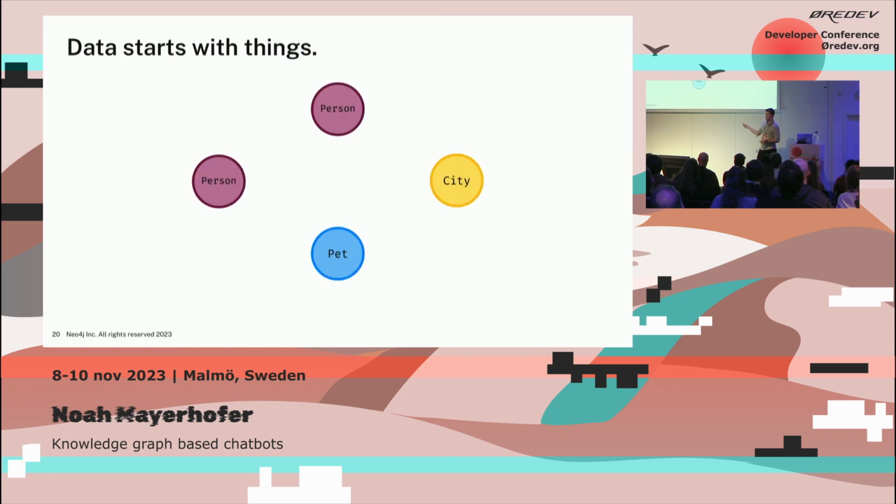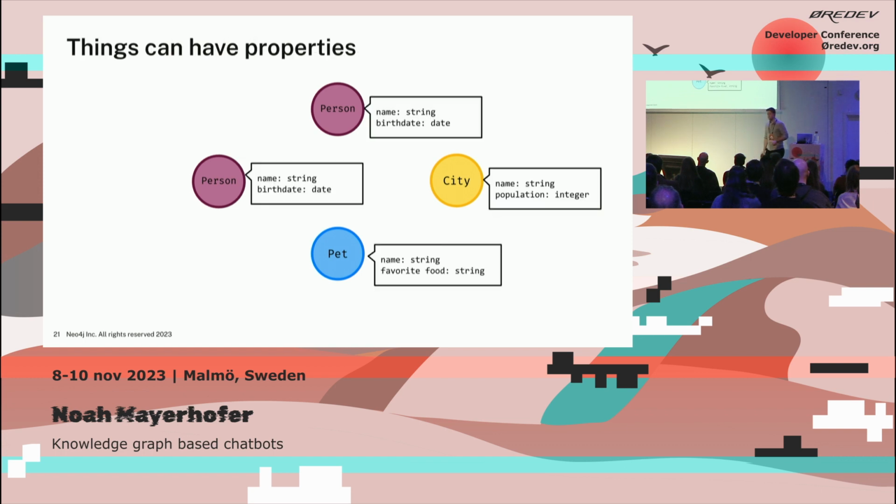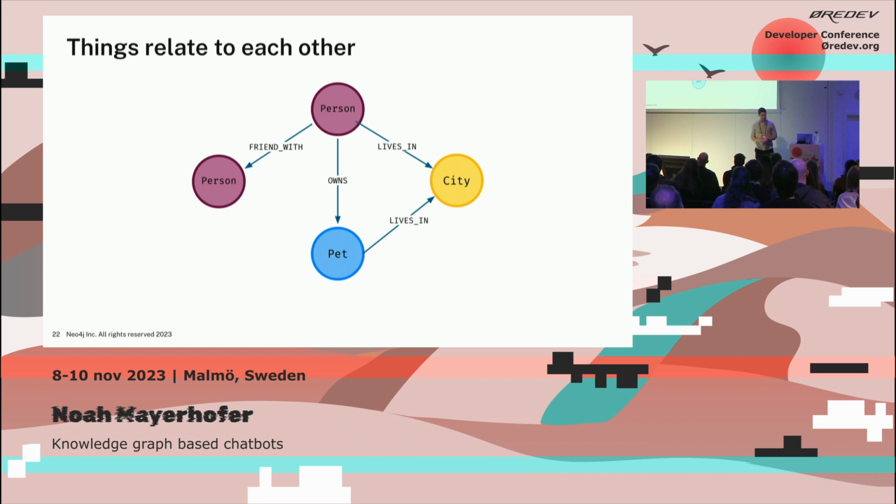I'm just going to show you a quick little introduction to a knowledge graph. Data starts with things, and in a knowledge graph, we have nodes representing things. So here we have two people, a city, and a pet node. These nodes can have properties, so the people have names and birth dates. The city also has a name, the pet also has a name, but they have some other extra information as well. And then the things can relate to each other. So the people can be friends with each other, they can own a pet, they can live in a city. And this is basically a very, very small knowledge graph.